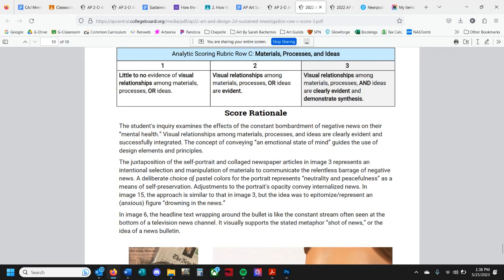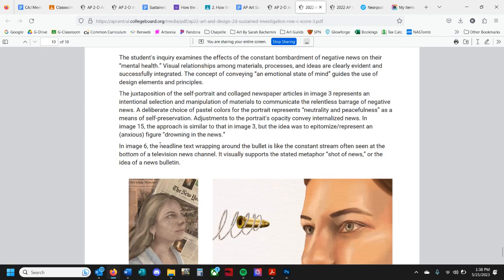A deliberate choice of pastel colors for the portrait represents neutrality and peacefulness as a means of self-preservation. Adjustments to the portrait's opacity convey internalized news. In image 15, the approach is similar to that in image 3, but the idea was to epitomize or represent an anxious figure drowning in the news. And in image 6, the headline text wrapping around the bullet is like the constant stream often seen at the bottom of television news channels. It visually supports the stated metaphor shot of news or the idea of a news bulletin.